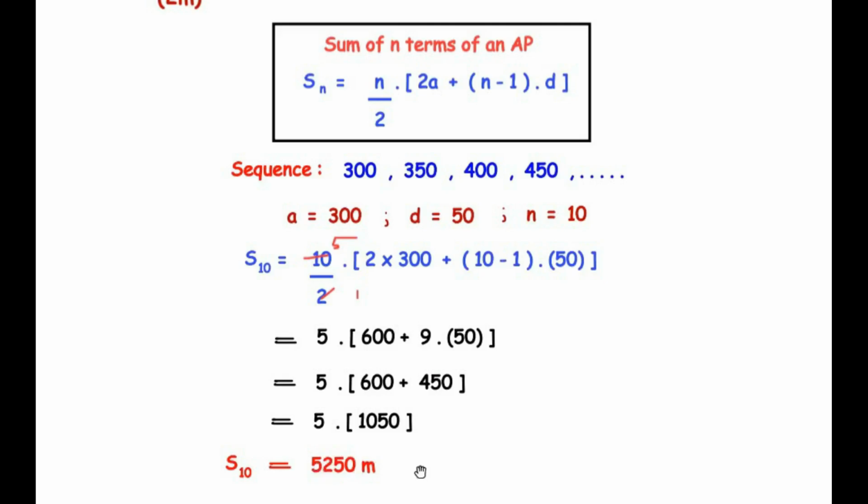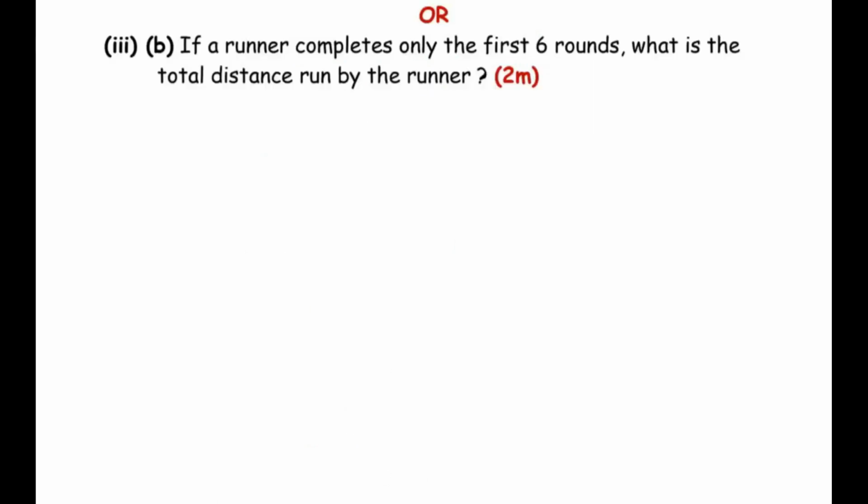Now let us move on to the OR question. If a runner completes only the first 6 rounds, what is the total distance run by the runner? Again here they have asked us the total distance, that is the total. So we have to make use of the sum of n terms of an AP formula. But instead of 10 rounds, now you have to replace n by 6. So if you want, you can pause the video over here and give it a try.